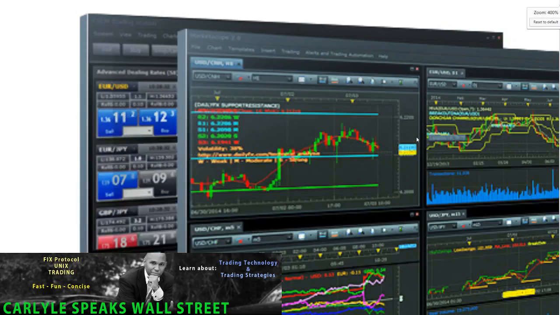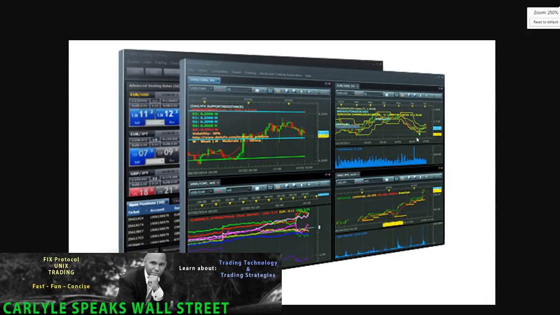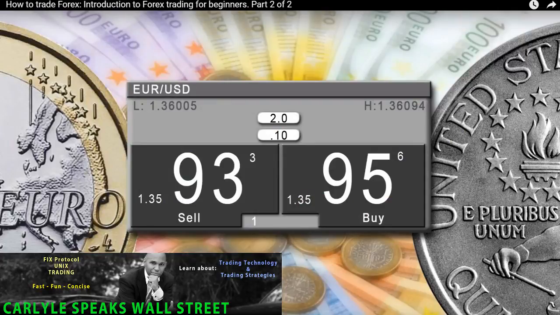Now, additionally, you might have interest rate information. You might have a buy interest rate and a sell interest rate as well. This is fundamentally what you're going to see in your trading platform, your FX or Forex trading platform.